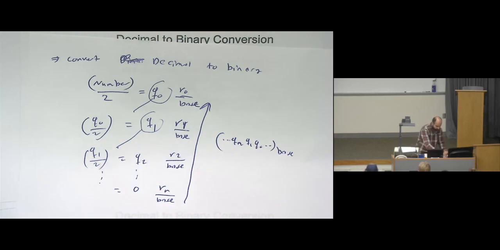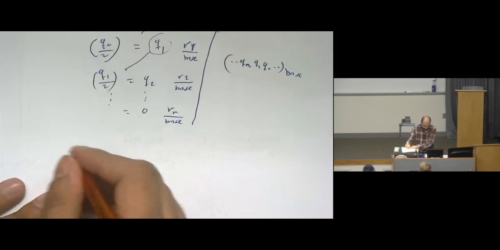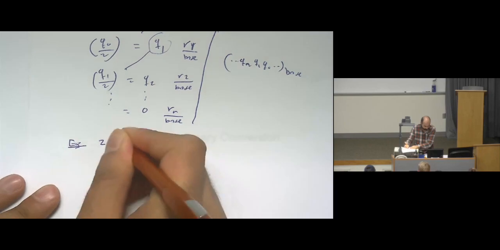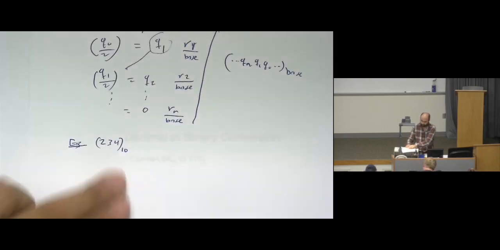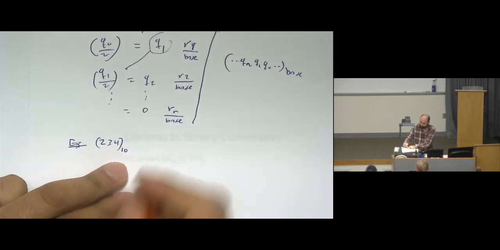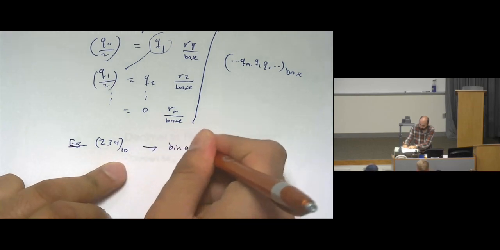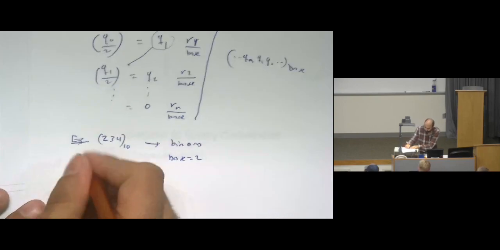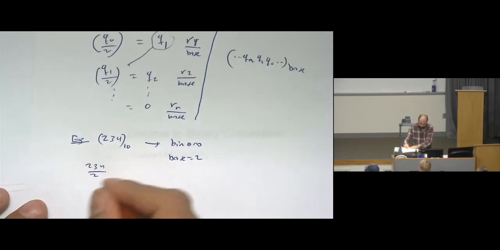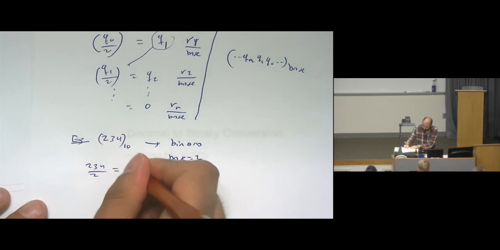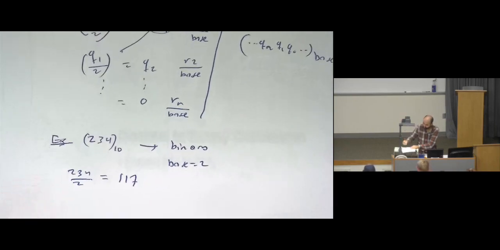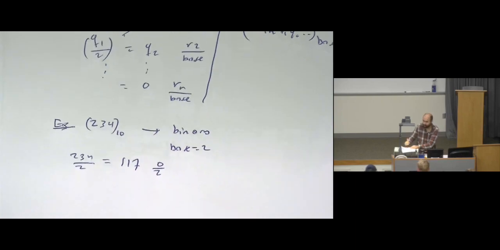So let's look at an example to make sure that we understand it very well. Let's start with 234, which is base 10, this means decimal. I need to convert it to binary. Now here my base is equal to 2 because it's binary. Now 234 divided by 2. The answer is going to be 117. There is no remainder. So what should I substitute in the remainder? 0, base 2. Now this is the quotient.